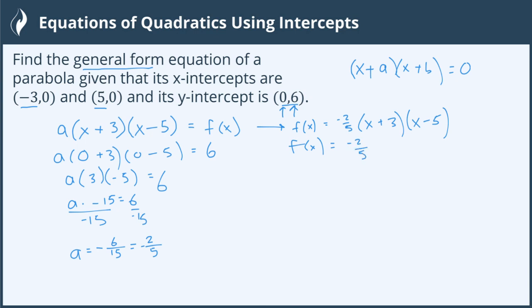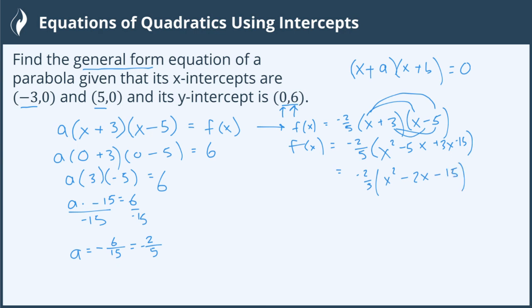So (x plus 3) times (x minus 5), we're going to do FOIL. So first, x squared. Outside is -5x. Inside is positive 3x. Last is -15. Let's combine our like terms. We're going to get x squared minus 2x minus 15.